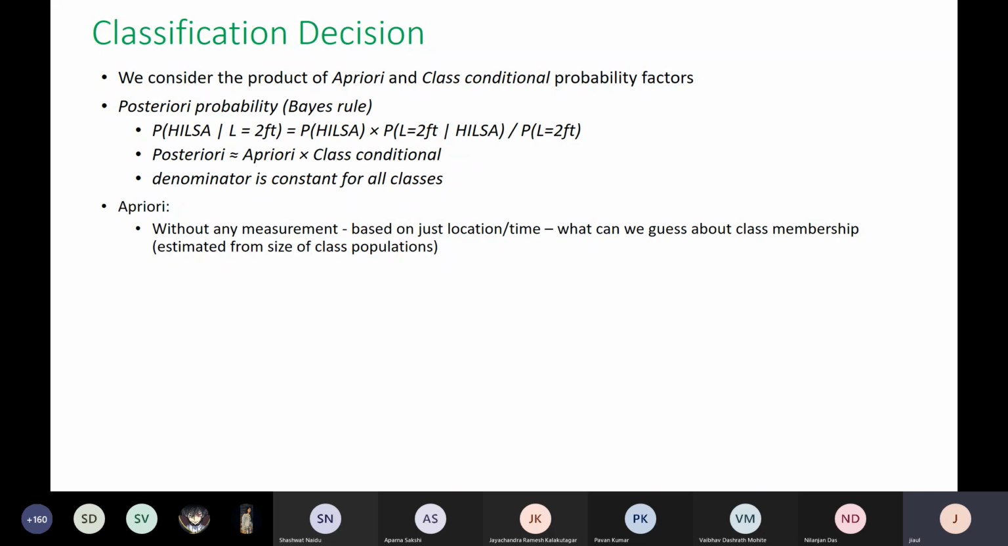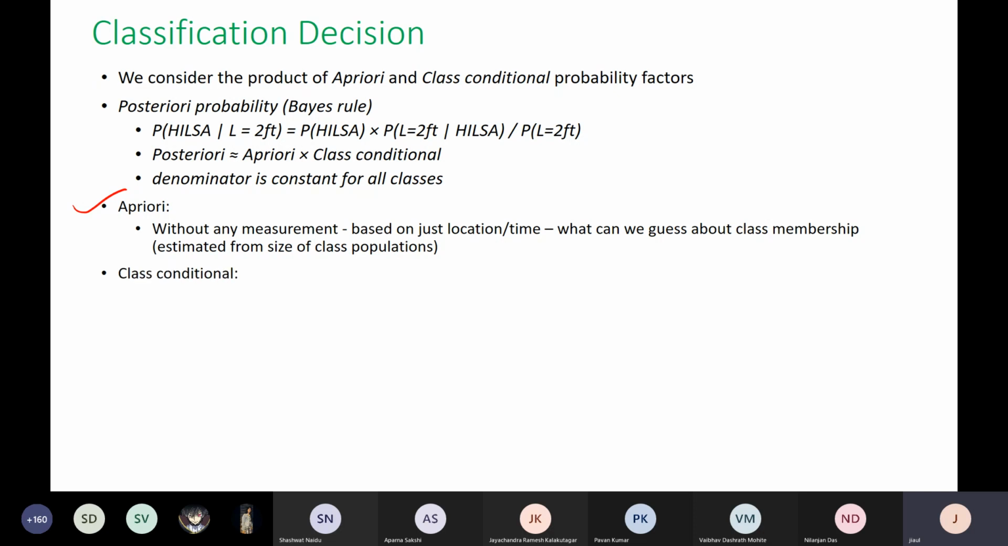So let's take a deeper look into it. We consider the product of the a priori and class conditional probability factors, the Bayesian rule that we have seen. Now there are three things that you need to know carefully. One is the a priori probability, which is without any measurement, based on just location, time, etc., some prior knowledge, whether you can guess the class membership.